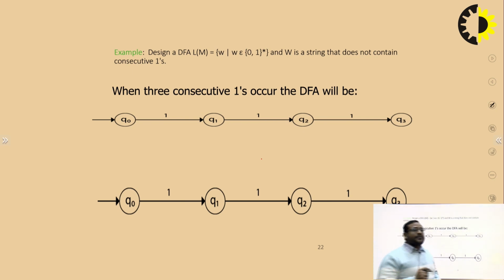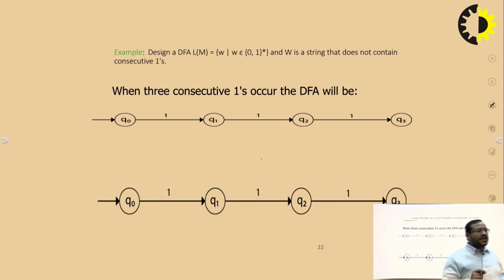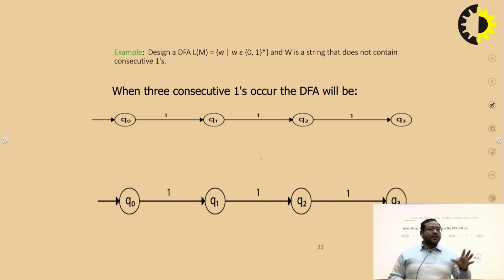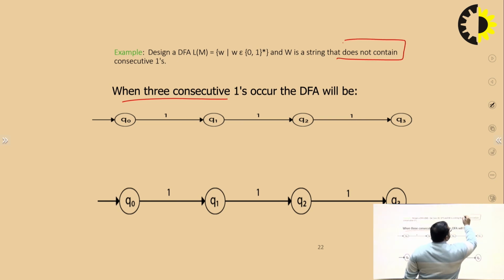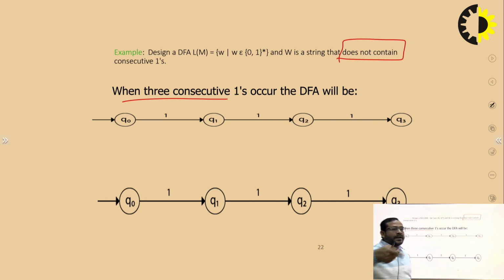Design a DFA for W, a string that does not contain three consecutive ones. This is basically a very special question. Whenever this kind of question comes into your exam, like does not contain three consecutive ones, what you have to do is first create the DFA for when three consecutive ones occur.